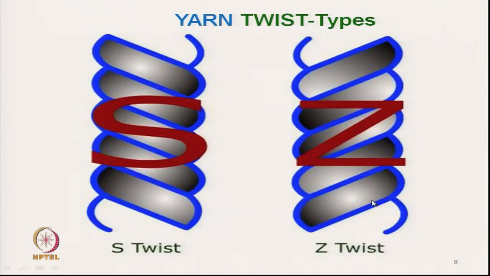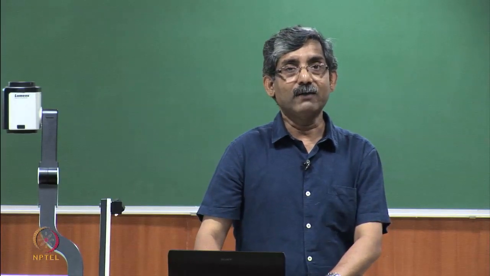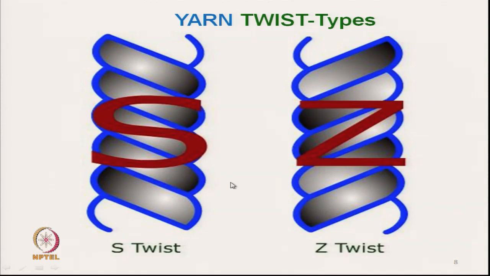Now, the twist of yarns is of two types, one is S twist and another is Z twist. One can easily identify this based on the alignment of the fibers. On the surface, if the fiber alignment is in this fashion, forming an S shape, then it is called S twist. If it forms a Z type alignment, then it is called Z twist.